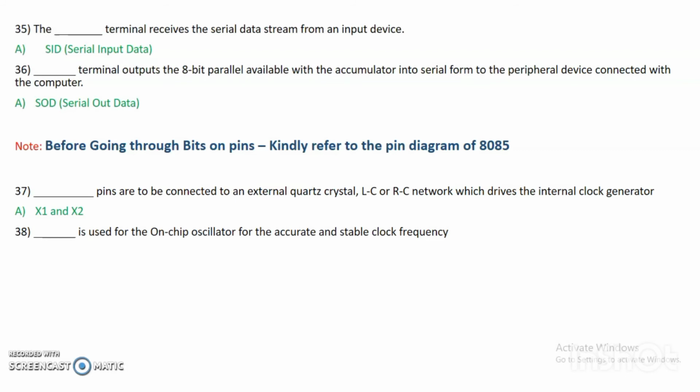Bit number 38. Dash is used for the on-chip oscillator for an accurate and stable clock frequency. The answer will be quartz crystal. So we use the quartz crystal in order to generate the clock signal.